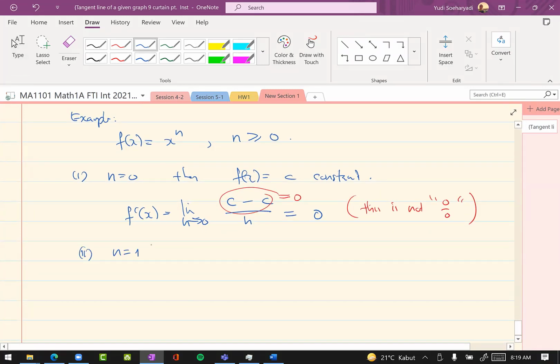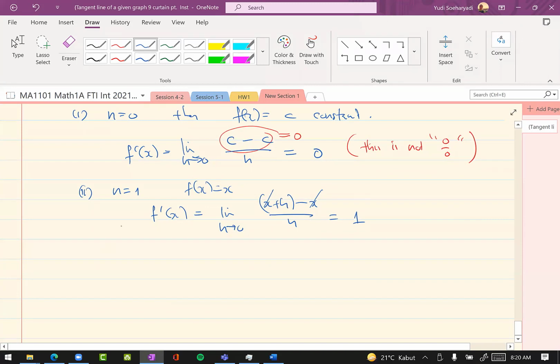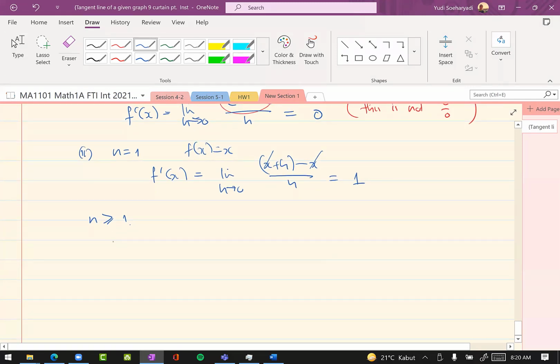N equals 1, for example. Then you have something like this: x plus h minus x over h. Cancel the x. H divided by h is just 1. So that's the derivative. Okay, let's do it in general, n bigger than 1.